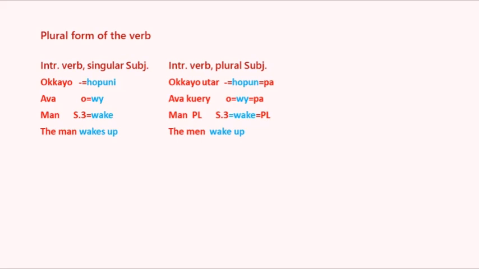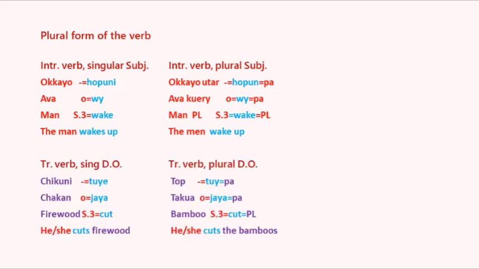So let us now see the suffixes that can make the singular form plural. We saw in sentence 3 the suffix pa, which is exactly the same in both languages. Okayo utar hopumpa, awakuro owupa, the men all wake up. In the singular, okayo hopuni, awa owu, the man wakes up. The suffix pa is to make the plural form, so the subject is plural. To wake up is an intransitive verb, and let us now see an example with a transitive verb.